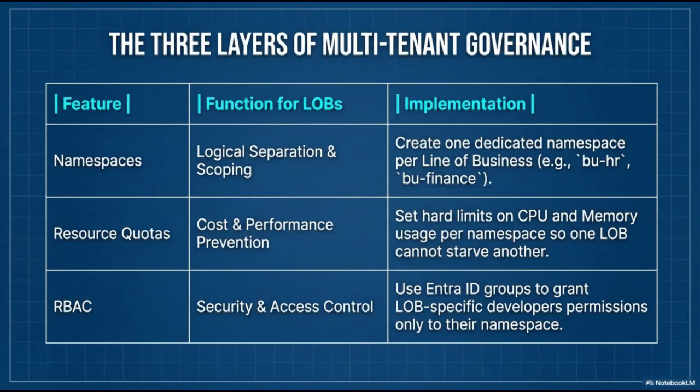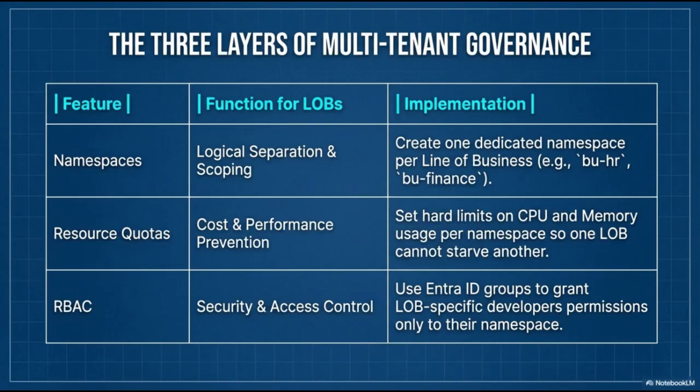When we talk about effective multi-tenant governance, we look at three fundamental layers that ensure stability, security, and efficiency across different lines of business. The first layer is namespaces. Their primary function is logical separation and scoping. In practice, this means creating a dedicated namespace for each line of business, for example, BU-HR or BU-Finance, to provide a clear boundary for their respective workloads and resources.